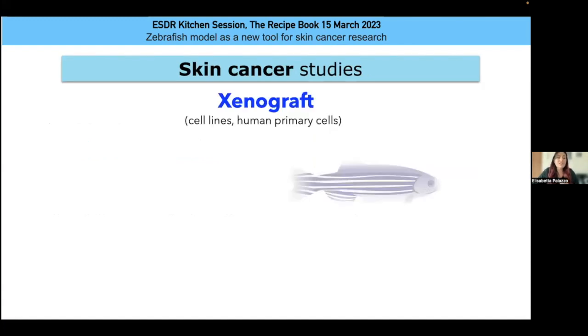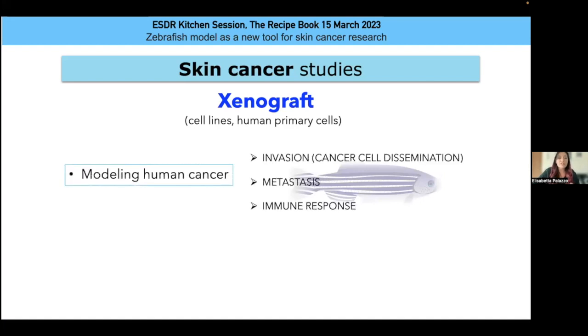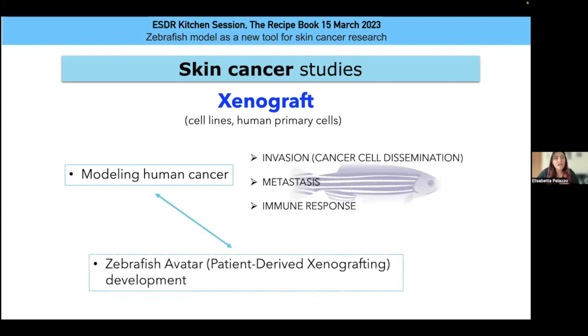Xenografting can be performed using a cancer cell line or human primary cancer cells. Our aim is to model human cancer. So we are going to look at the invasion of cancer cells and the formation of different types of metastases. We're going to see the immune response, and all the results we obtain by using cancer cell lines help us obtain what people now call the zebrafish avatar, which are patient-derived xenografts.